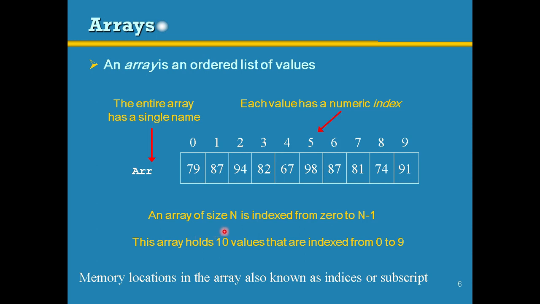So array size n, then last index n minus 1. Okay, this array holds 10 elements and its index subscripts vary from 0 to 9. I think it is clear for you now.